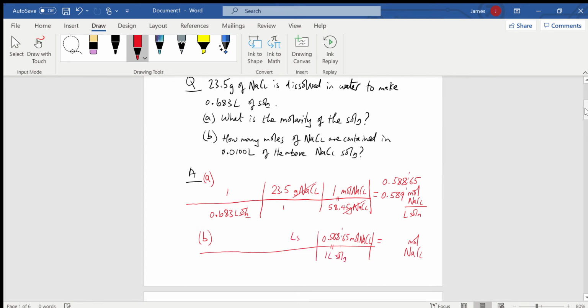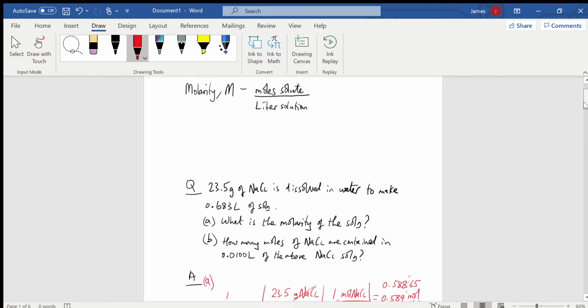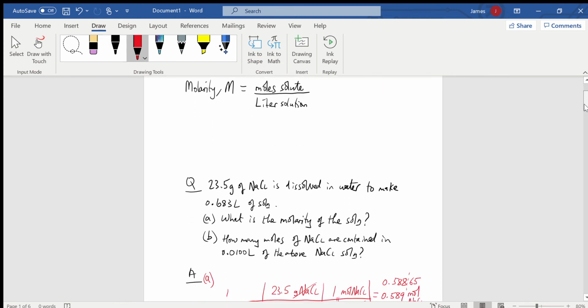So I can put liter of solution up here and cancel the units. And my input now was 0.0100 liter of solution. We run this through, we get 5.8865, again, pre-rounded value, times 10 to the negative 3. Post-rounding, we round it to 5.89 times 10 to the negative 3. So again, we round to 3 sig figs. Okay, so that is molarity. That's what it is. That's a typical calculation.